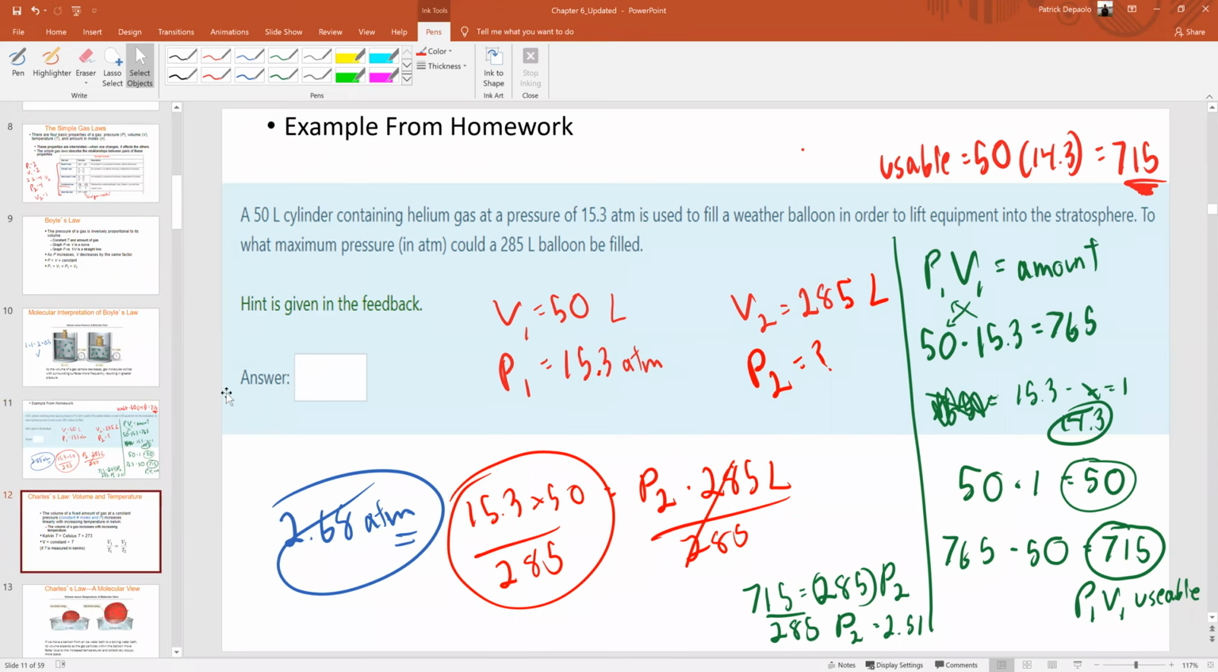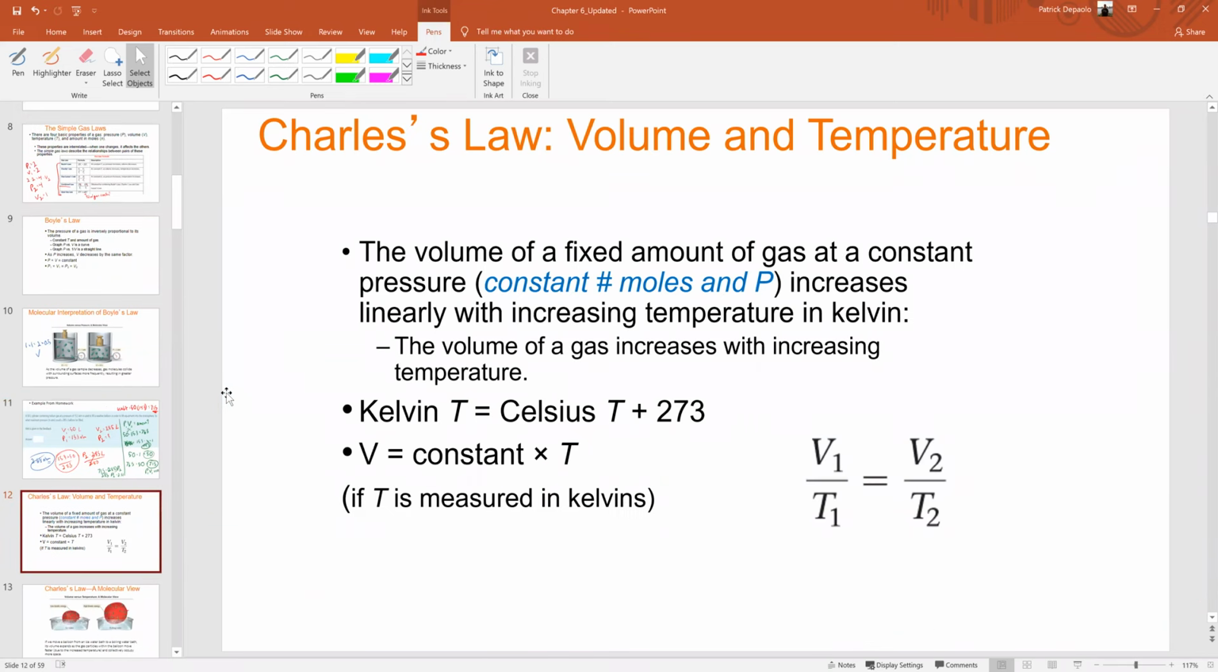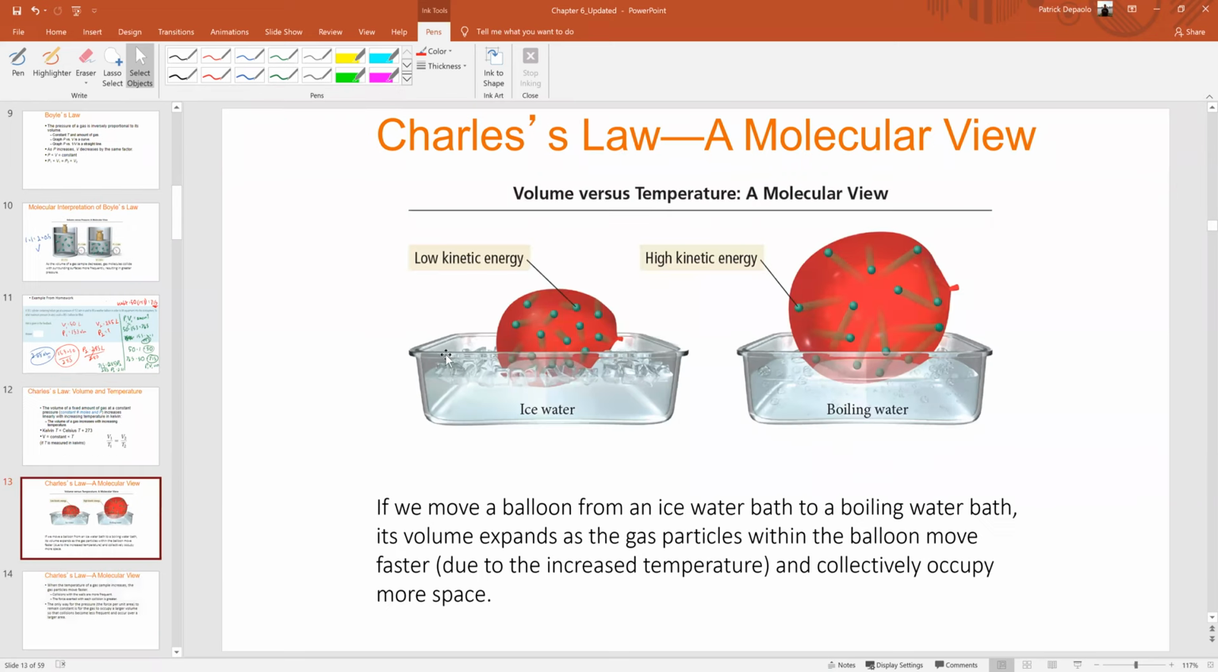Okay, so let's move on to the next law. You'll see it'll get a little bit easier. So Charles's law. Charles's law involves volume and temperature. So it's a direct proportionality. As the volume increases, the temperature has to increase as well. Or as the temperature increases, it causes an increase in volume. And here's an example of that.